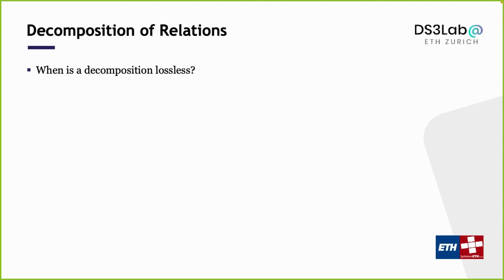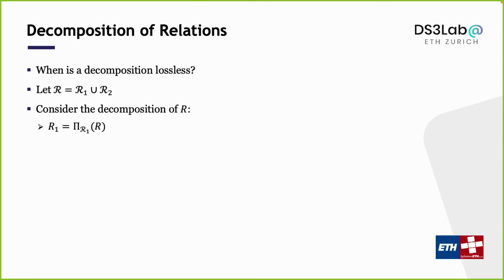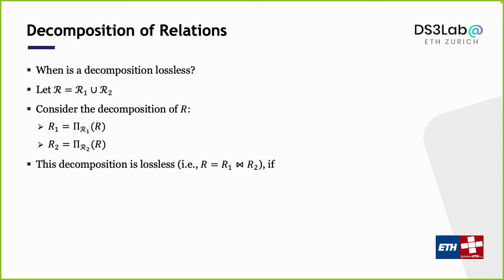So the first question is, when is the decomposition lossless? When can we decompose a bigger relation into two smaller ones? Let's say you have a relation R that looks like this, with two sets of attributes, R1 and R2. Consider a decomposition of R doing this. I project R onto R1 as a subset of attributes, right? That gives me R1. And then I project R onto R2. This gives me these two smaller relations, R1 and R2.